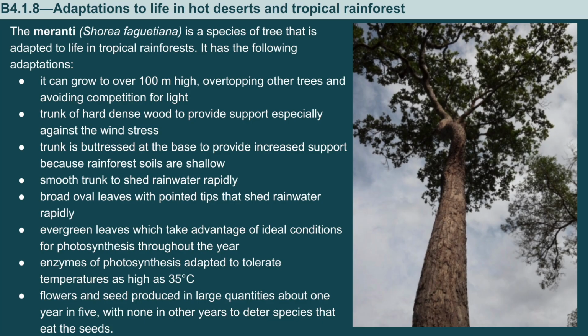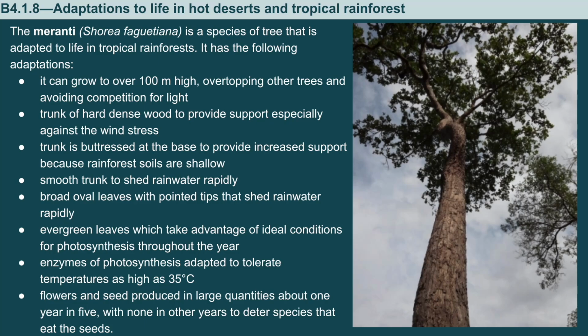So first up, the Meranti. It's a species of tree, can grow over 100 meters high, overtopping other trees in order to avoid competition for light. It has a trunk of hard, dense wood to provide support, especially against the wind stress. The trunk is buttressed at the base to provide increased support because rainforest soils are shallow. They have a smooth trunk to shed rainwater rapidly. Broad oval leaves with pointed tips that shed rainwater rapidly.